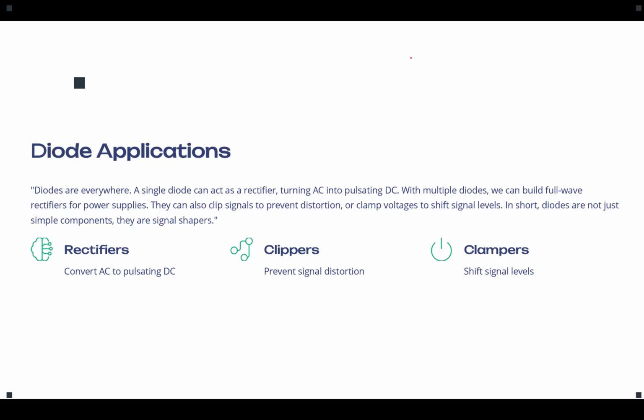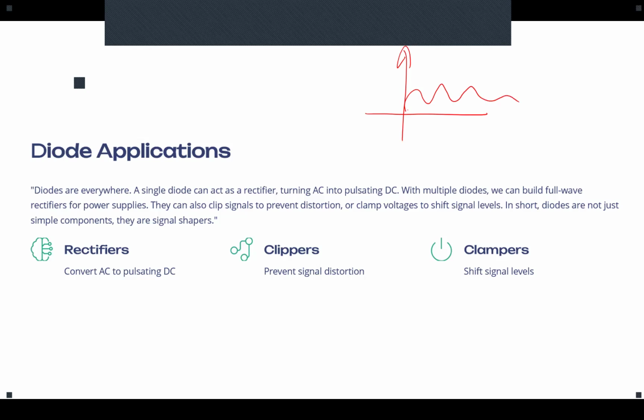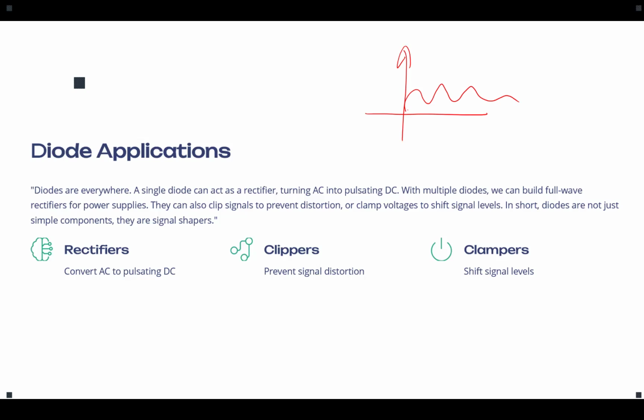So this voltage is still DC. It doesn't change direction. It has variation, but it doesn't cross zero. I want you to remember that. Another application of the diode is the clipper circuit. We are going to see the circuit of the clipper. What it does is chop the voltage, so it does not allow the voltage to go higher or lower than a certain point.